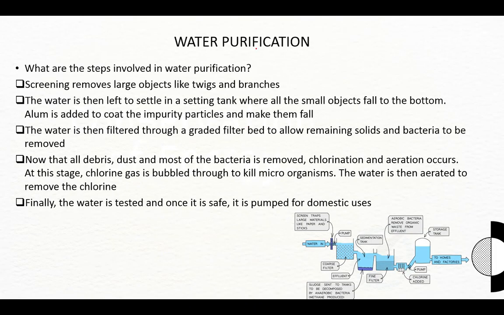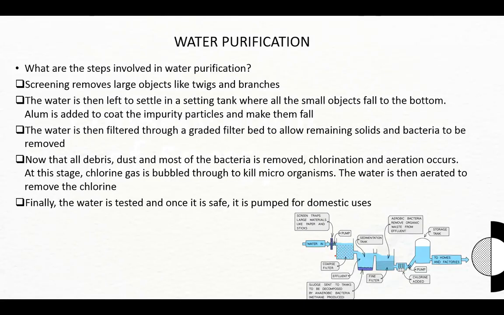Now, water purification. While I'm reading through this, you can follow along on the little diagram at the bottom here, right? What are the steps involved in water purification? The first thing we have is taking water from open sources, like the dams, right? We take in the water, and first we have to screen it. The screening, which is the first step, removes any large objects like twigs and branches.